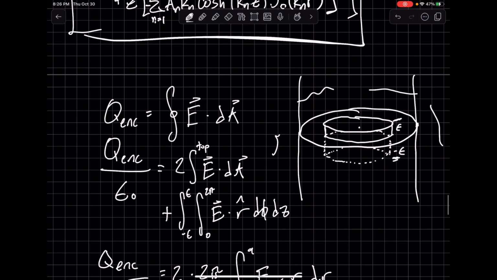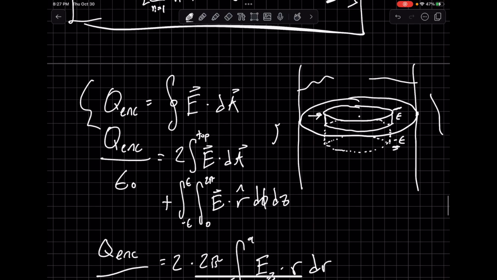And what ends up happening is if we apply Gauss's law here, then we get that the enclosed charge over epsilon naught is equal to 2 times the integral over the top of the puck here, or the integral over the top of E vector dot dA vector plus the integral over the bottom here, which is the integral from negative epsilon down here to positive epsilon up here, of the integral from 0 to 2 pi of E vector dot r hat, which is just the r component of E, d phi dz. And we know that since there's no phi dependence here, this just becomes 2 pi pulled out front.